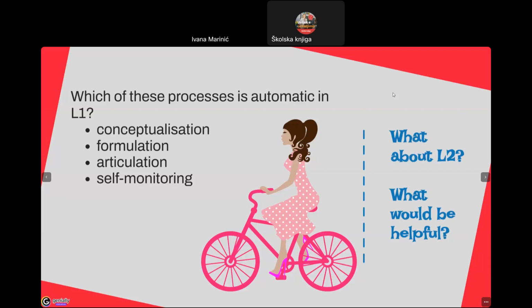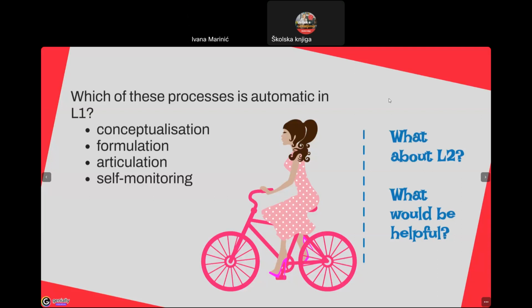Formulation and articulation. That's right. Okay. Yes. So the formulation and articulation are actually automatic, whereas conceptualization and self-monitoring are not, according to Levelt. But that's L1. What about L2?